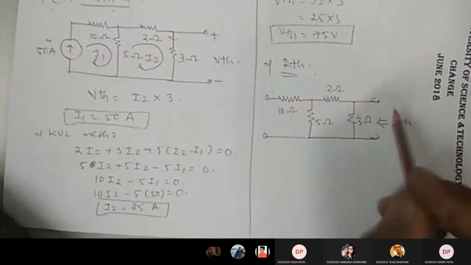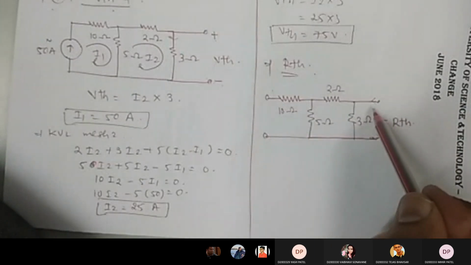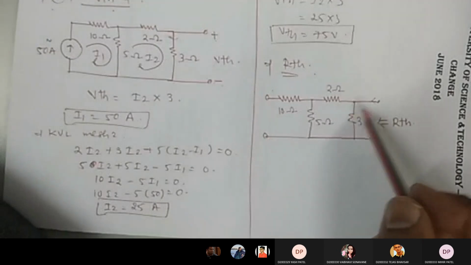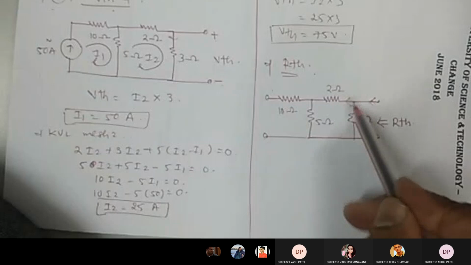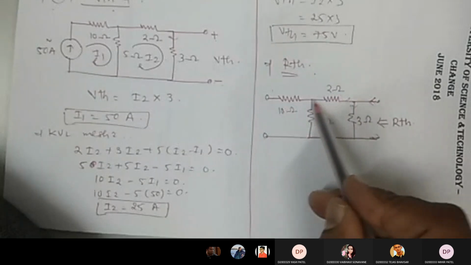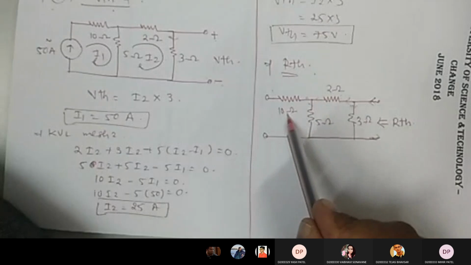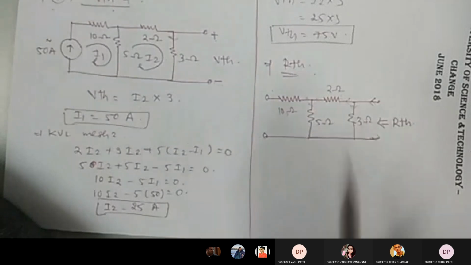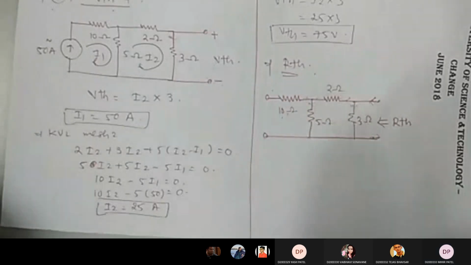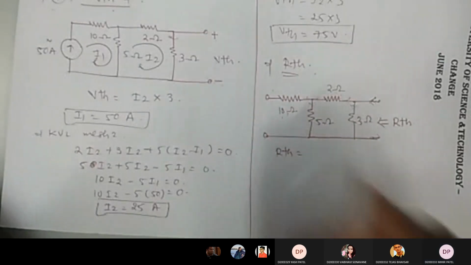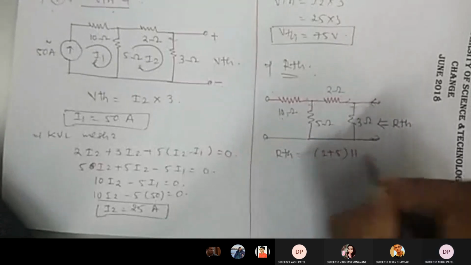So suppose I flow a current from here. Whenever the current is getting divided, the connection is in parallel. Whenever the current remains the same, the connection is in series. The current came from here and got divided here, that means 2 and 3 are in parallel. Then the current will flow further. Will current go through the 10 ohm? No, the 10 ohm will not come into the picture. So your RTH is equal to 2 plus 5 parallel 3.